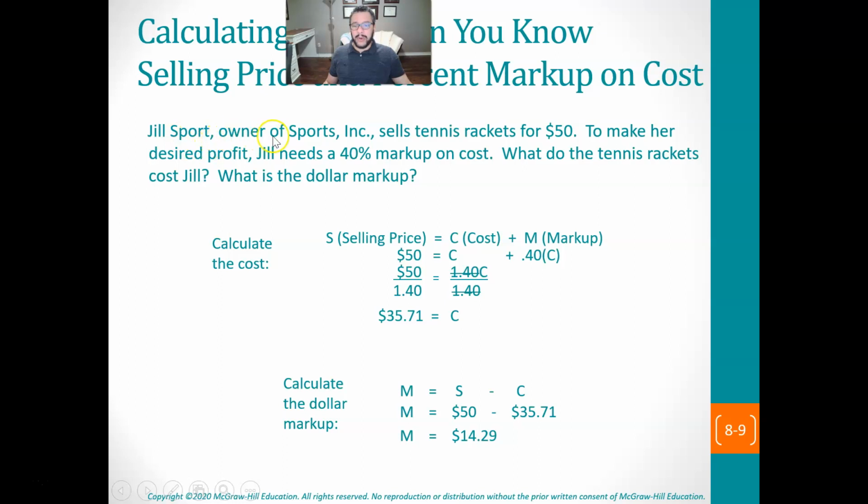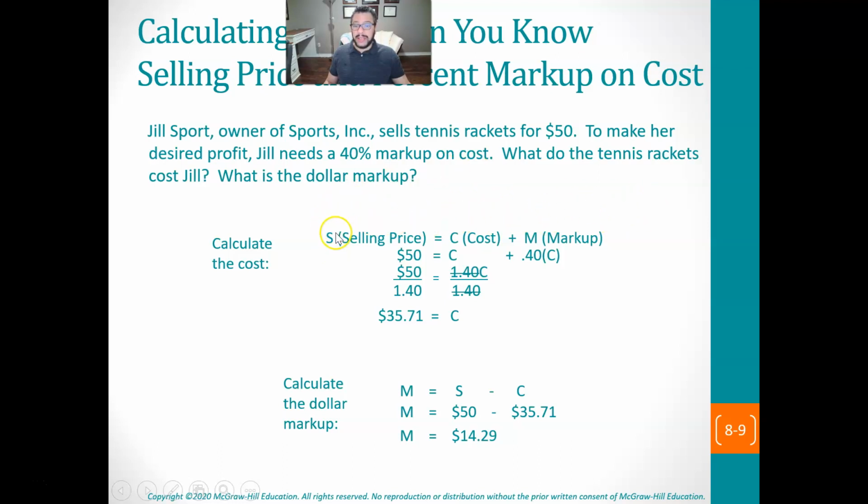Jill Sport, owner of Sports Inc., sells tennis rackets for $50. So she sells these things for $50. To make her desired profit, she needs a 40% markup on cost. What do the tennis rackets cost Jill? Let's fill it in. Well, this is the formula we're going to use every time: S equals C plus M.